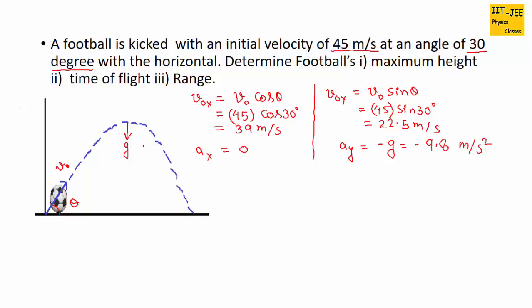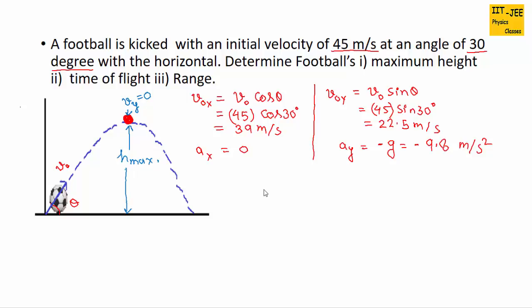Maximum height is the height of the object when the object is at the top of its path, like the ball is at this point. So the height of the object at this point would be the maximum height. It is also called maximum vertical displacement. So whenever we have to find the maximum height, we use the fact that at the top the vertical component of velocity goes to 0. That means at this point Vy would be 0.